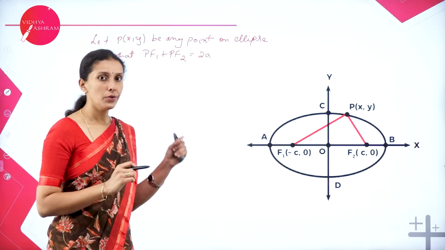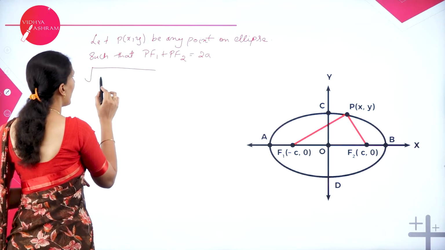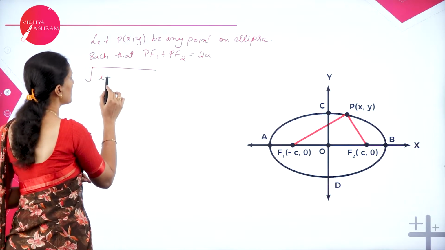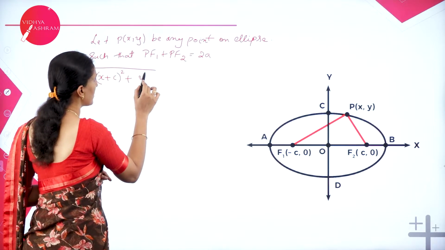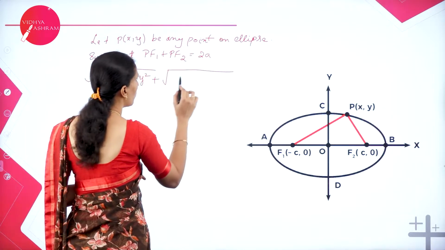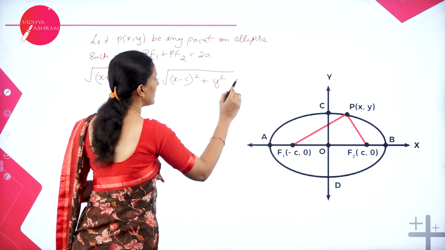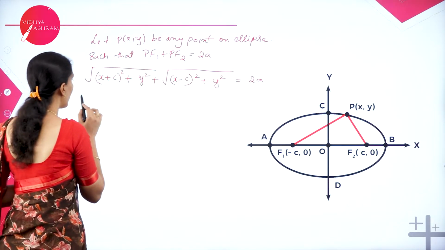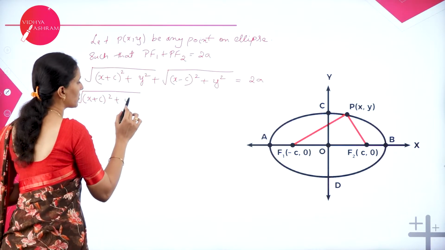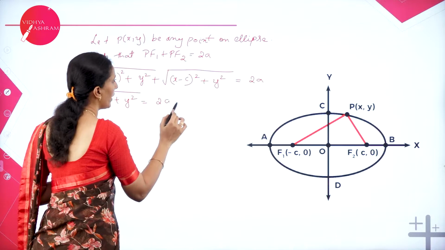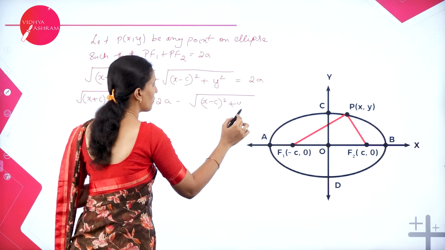So let's see that using the distance formula, we can write this as square root of (x minus of minus c, becomes x plus c) whole square plus (y minus 0) whole square, becomes y square, plus again square root of (x minus c) whole square plus y square is equal to 2a. Now I will rearrange this. I will take this as square root of (x plus c) whole square plus y square is equal to 2a minus square root of (x minus c) whole square plus y square.